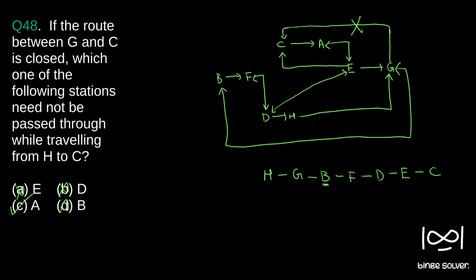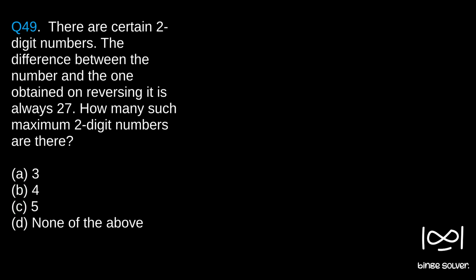Next question, question 49. There are certain 2-digit numbers. The difference between the number and the one obtained on reversing it is always 27. How many such maximum 2-digit numbers are there? So it is a 2-digit number. We'll assume it as xy, and on reversing we get yx. If the tens place is x and the unit place is y, we can write the number as 10x plus y, and the reversed number as 10y plus x.